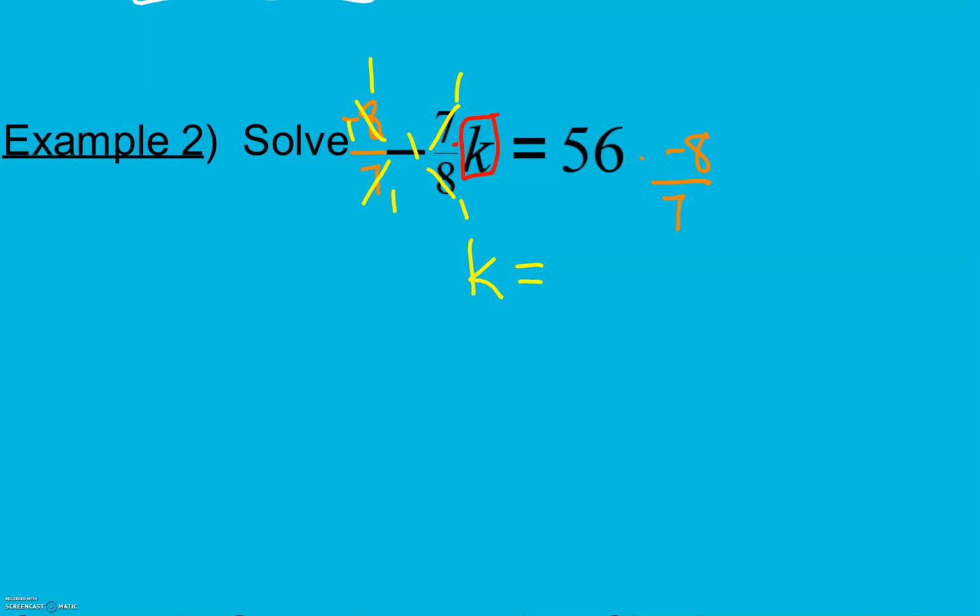So here I have just k, 1k equals my 56, which I can put over 1. And I'm going to look. Here, 56 and 7 have a common factor of 7. I can take a 7 out of each of them. So I have 8 times negative 8 over 1 times 1, which means negative 64 over 1. And we don't need the over 1 because if we divide there, we do get just negative 64.